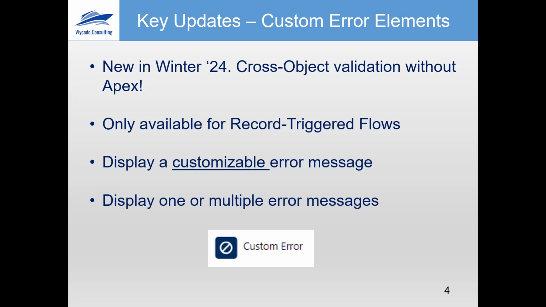All right, now we're going to look at our second key update, custom error elements, new in Winter 24. We can accomplish cross-object validation without Apex. That is fairly magical. Now, it's only available for record-triggered flows. This allows you to display a customizable error message, and you can display one or two or three or however many error messages you want. This really personalizes error messages. So let's take a look at this and see what this looks like in a flow.